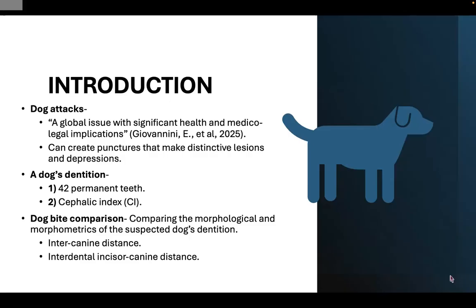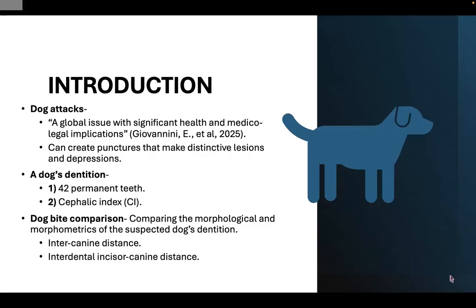A dog's dentition is influenced by two factors. The first is their teeth. Dogs have 42 permanent teeth, 20 in the upper arch and 22 in the lower arch. These consist of canines, incisors, premolars, and molars. The second is their cephalic index. You get this index by multiplying the cranial width by a factor of 100 and then dividing it by the cranial length. With this, you get three classifications of dog skulls: dolichocephalic, mesocephalic, and brachycephalic.